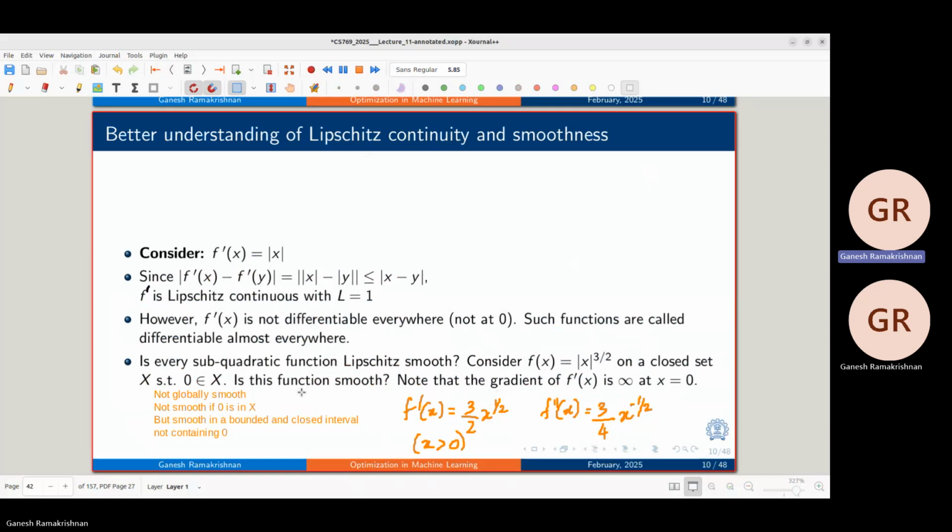We can actually write down examples. X raised to 3 by 2. So some quadratic function. Lots of subquadratic functions are smooth, but there are these exceptions, pathological cases of this form which are not. But even this is smooth in a bounded and closed interval not containing 0. The problem is 0. Okay.